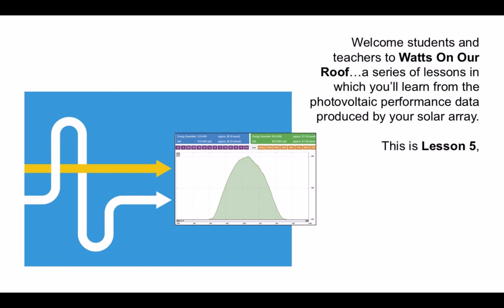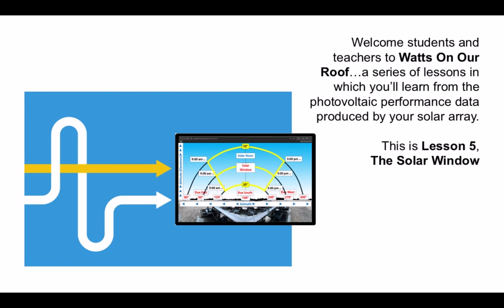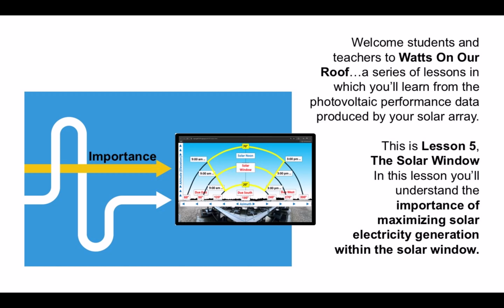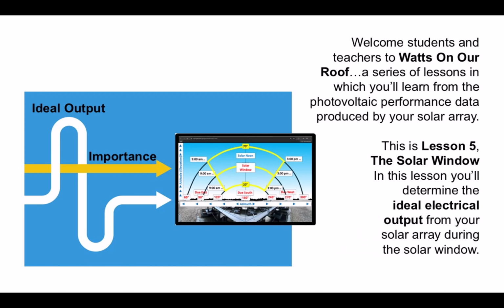This is Lesson 5, The Solar Window. In this lesson, you'll understand the importance of maximizing solar electricity generation within the solar window. You'll determine the ideal electrical output from your solar array during the solar window, and you'll measure the actual electrical output produced by your array during the solar window.